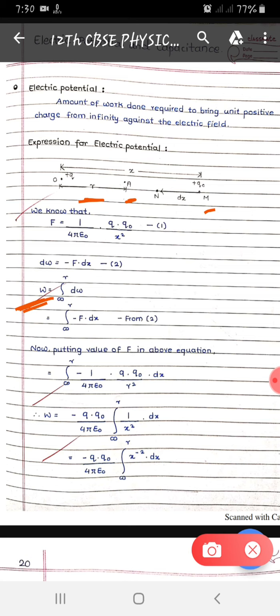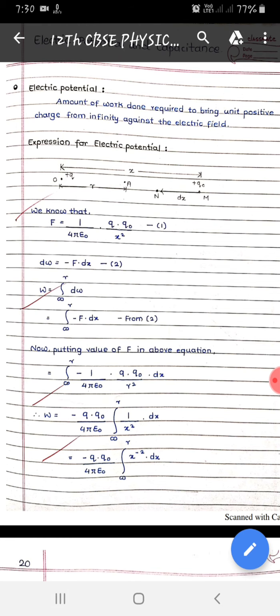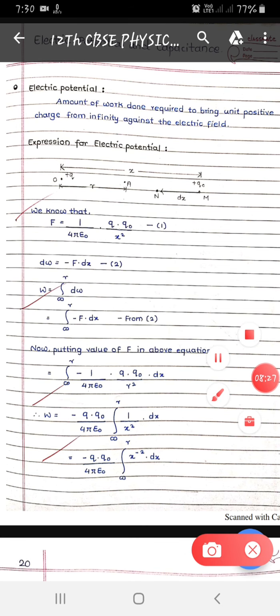Once again, I want to say why we have considered infinity to R: because we have to bring the unit positive charge from infinity to A, and A is at distance R. So we have to integrate all this small work done from infinity to R. As per the definition, work done is the integration from infinity to R of dW, but we know that work done is nothing but minus F dx, so we have written minus F dx. This is equation number 2.